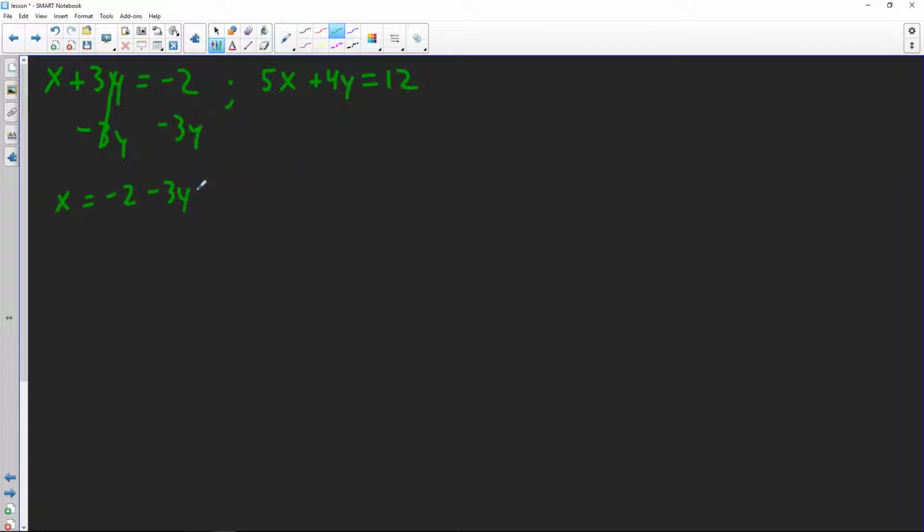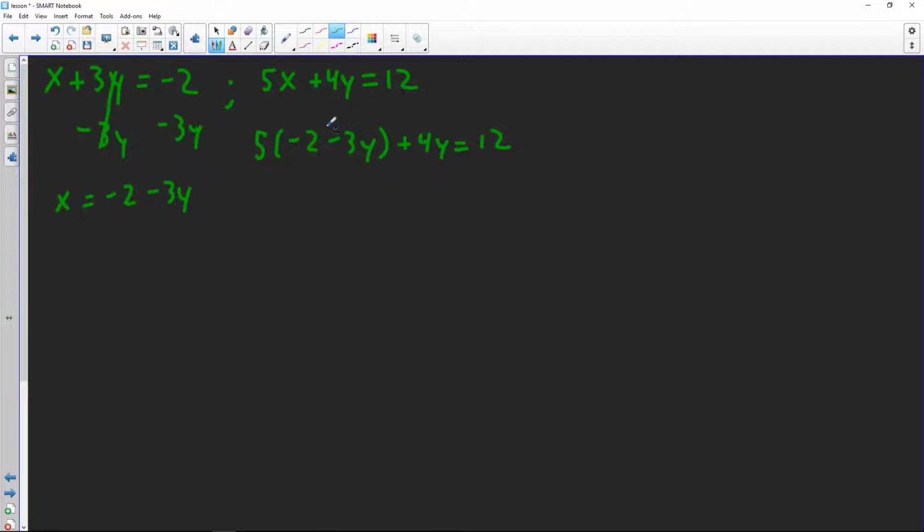Okay? So we're going to sub this whole thing into this equation for this x. So we're going to say 5, and then we're going to put this whole thing in there. Okay? We're going to say negative 2 minus 3y plus 4y is equal to 12.